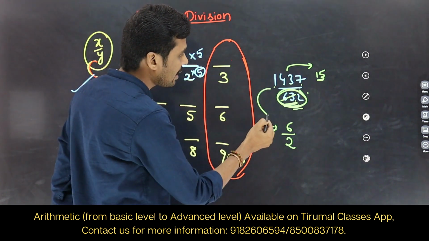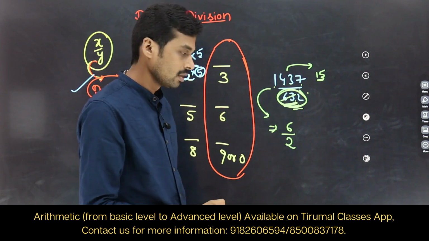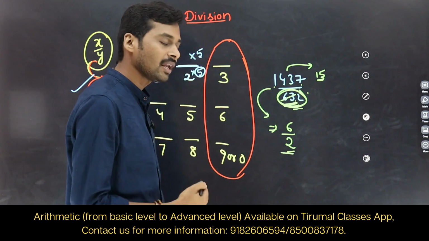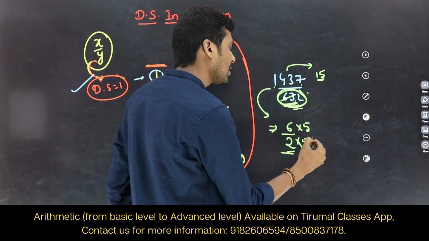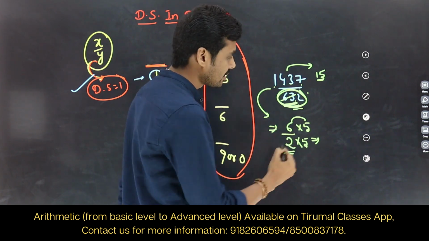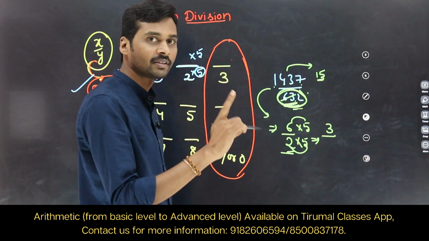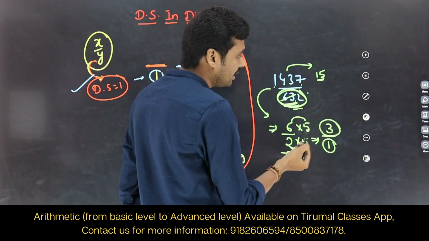So the DS value of 1437 divided by 632 is what? 6 by 2. So here my denominator part is not equal to 1. So that's why I have to multiply this numerator and denominator with 5. Then what happens? 6 5s are 30. 30 means that what is the DS value? 3 divided by 2 5s are 10. 10 means that what? 1 plus 0 is what? 1. Okay. So which means that the final DS value is what?